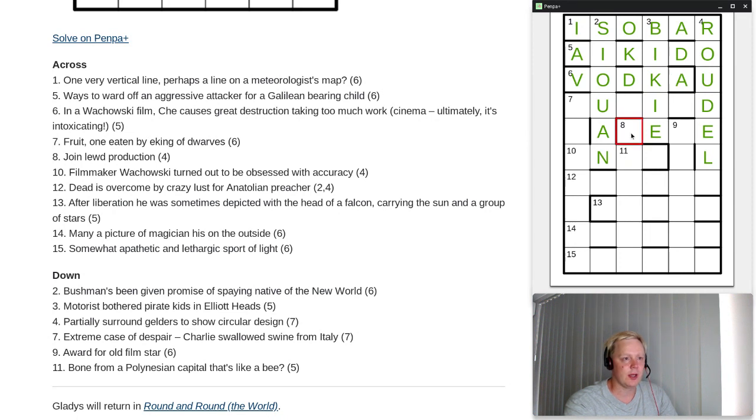Then let's look at this. No, actually, I said we're not going to get any more help for this 8, but that's actually not true. We can solve this 9 and get some more help for that. Let's look at 7 at first. Fruit, one eaten by eking of dwarves. So something eaten by, a word eats another thing. The other word is inside the word. So eking of dwarves would be on the outside, and we would have 1 on the inside.